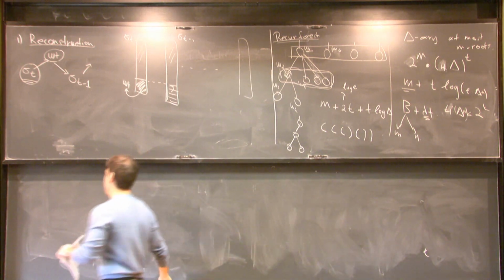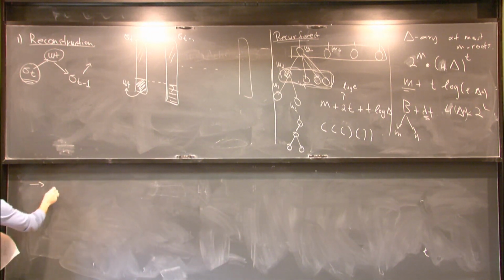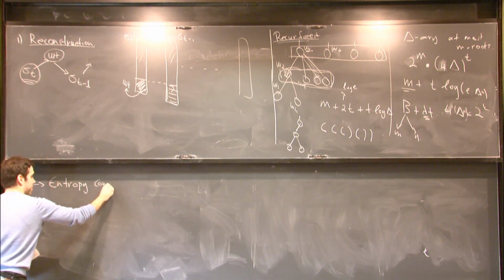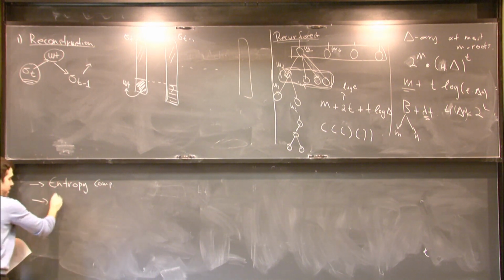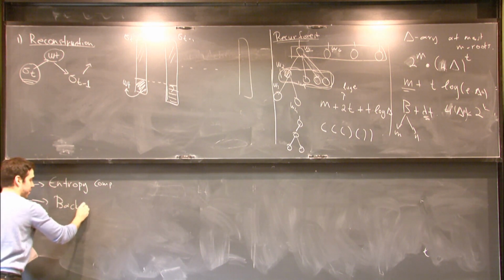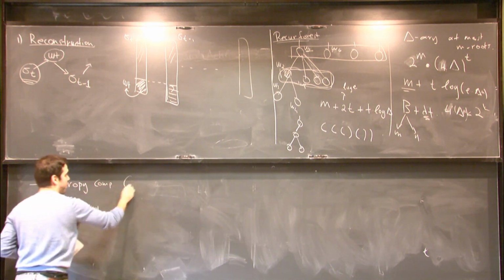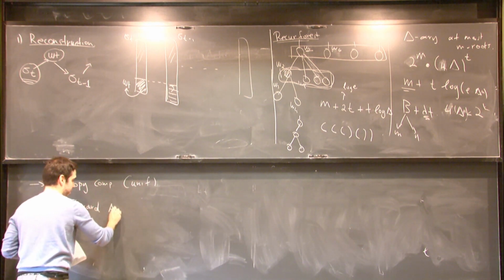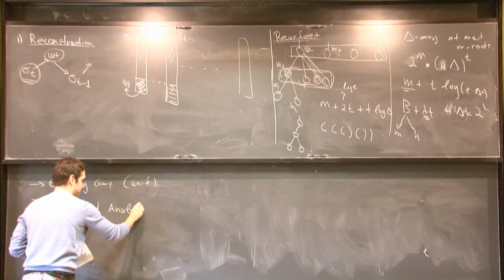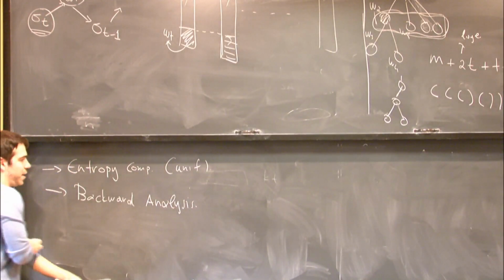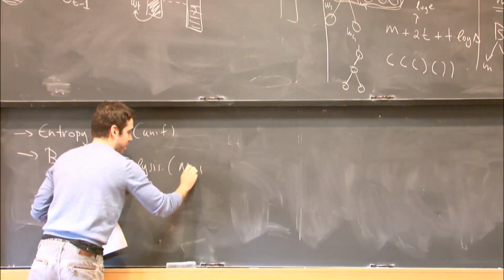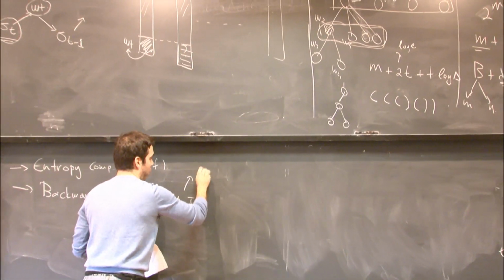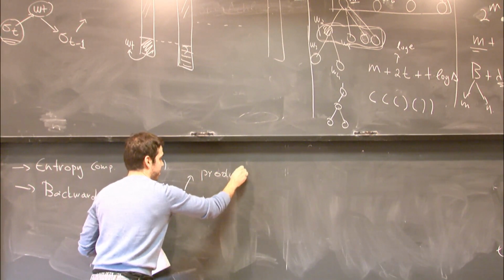Let me tell you what I'm going to show you now. So there was this entropy compression technique, and then there was this backward analysis. So this applies to uniform distributions. And then there is this backward analysis by Moser and Tardos, and it applies to product distributions, but any distribution.